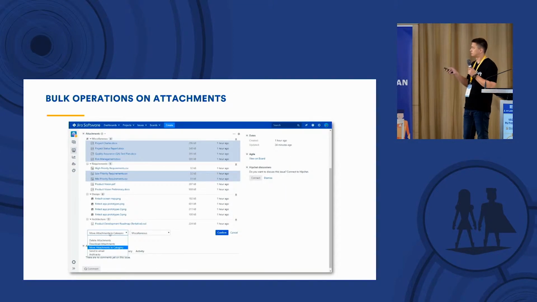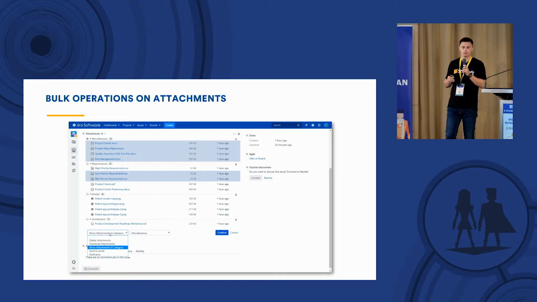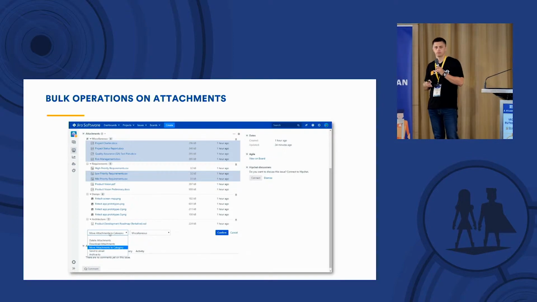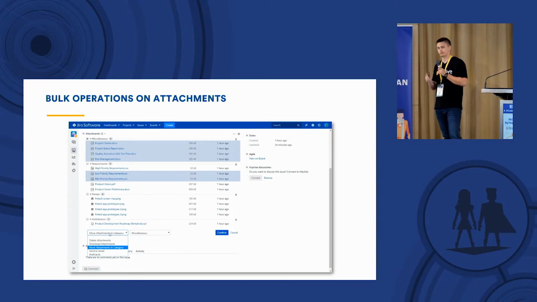Then we also provide bulk operations on attachments. If you have multiple attachments on your issue, especially this problem of Jira Service Desk, when people send you emails, they include different signatures and so on and so forth. So after some time, the issue has a lot of small files, and it's quite difficult to delete them one by one. You need to confirm, approve, and it can become a real problem.